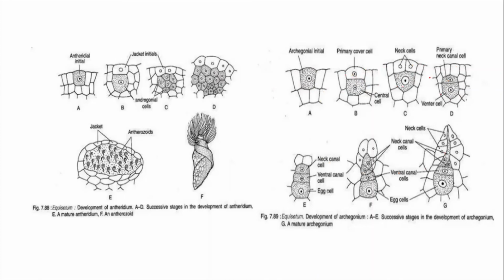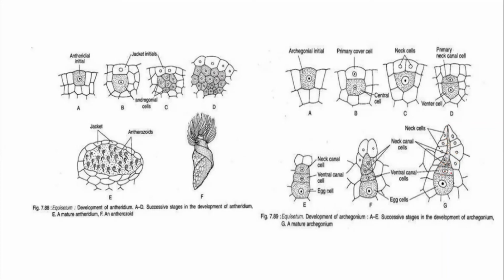Now the venter cell will undergo further division into two cells, forming one venter canal cell and the egg cell, and this is the neck canal cell which forms the neck region. When we talk about the archegonium, you can see the neck cells surrounding the neck region, and there are only two neck canal cells you can see here, a long projecting neck canal cell which is only two celled.